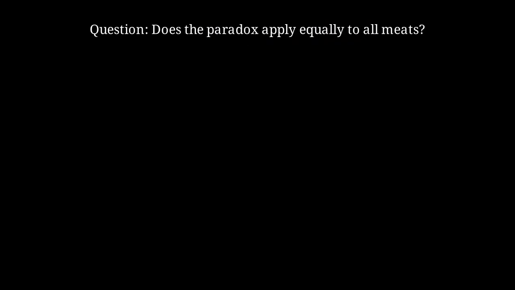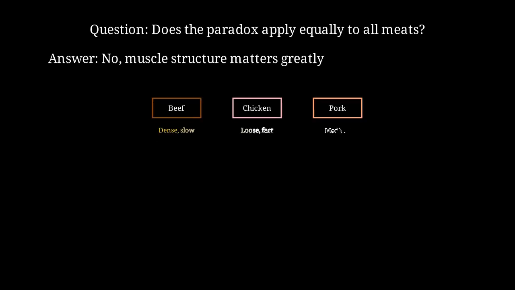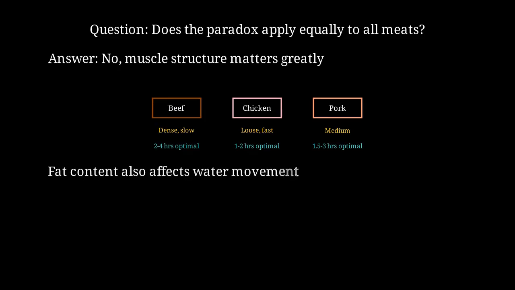Different types of meat respond differently to salting because of their structure. Let's ask, does this salting paradox apply equally to chicken, pork, and beef? The answer is no. The muscle structure, fat content, and connective tissue all matter greatly. Beef has dense muscle requiring 2 to 4 hours, chicken has loose muscle needing only 1 to 2 hours, and pork sits in between at 1.5 to 3 hours. Fat content also plays a role since fat creates barriers to water diffusion. The effective diffusion coefficient equals the water diffusion coefficient times 1 minus the fat volume fraction.